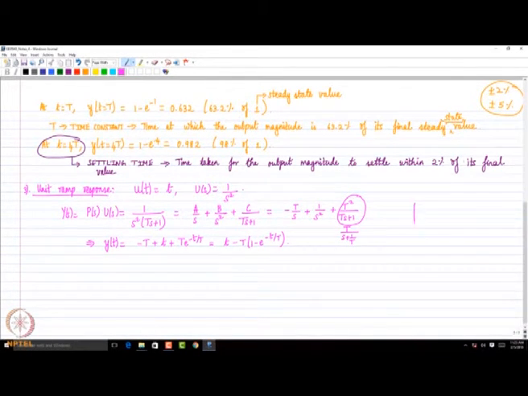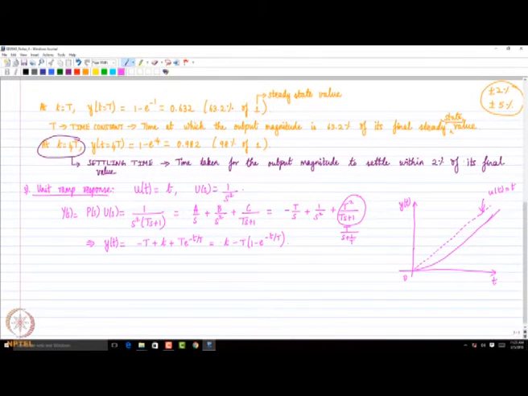So how is this response going to be? You see that if I give a unit ramp input, that means u of t is t. So my function u of t is t, okay? So the ramp response is going to be something like this. I am drawing an exaggerated diagram just to convey the point.